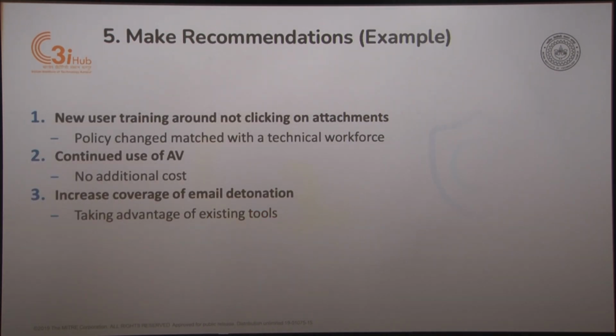Finally, we concluded with three kinds of recommendation. The first one is that user training needs to be put in place to make users aware of malicious emails or malspam, and there should be a policy change to match the technical workforce to deliver such user training for all employees in the victim infrastructure. The second is continuing the use of antivirus, which does not add any additional cost, and the third one is increasing coverage of email detonation. As we already had a detonation system, one can take advantage of that existing tool to increase the coverage.